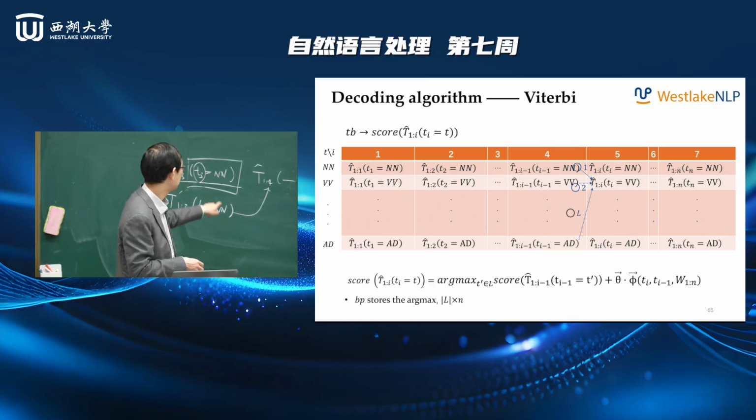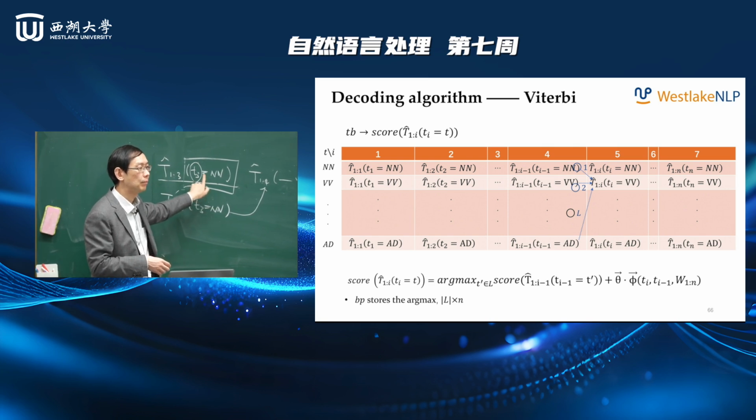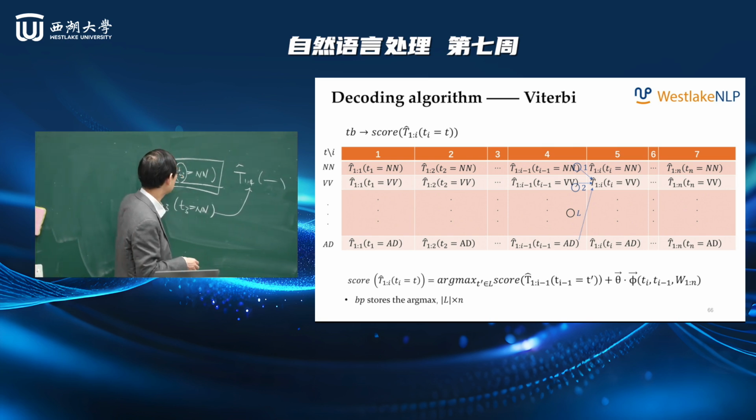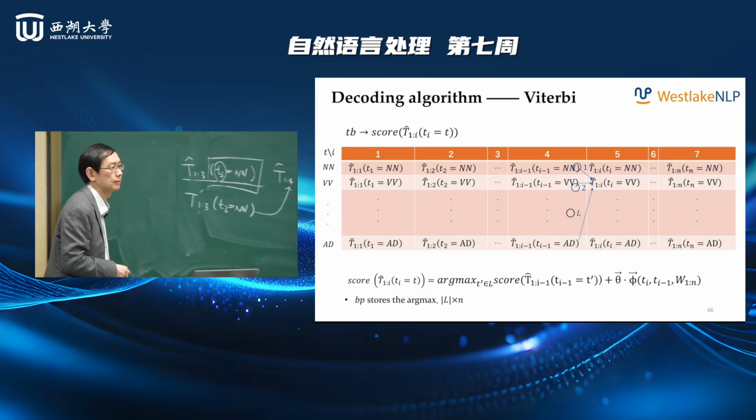And you just need to enumerate everything here. You enumerate the last tag. Compare the transition, this score plus the transition, okay? Find the highest scored one, that must be the highest scored subsequence.